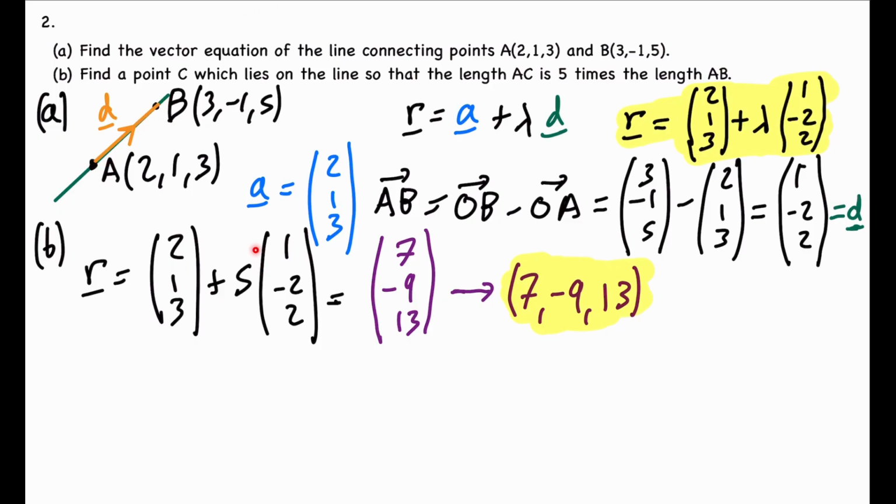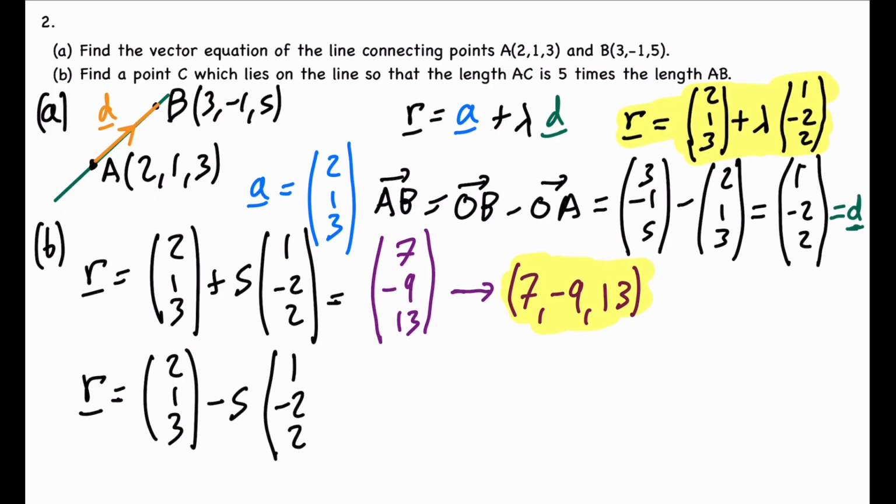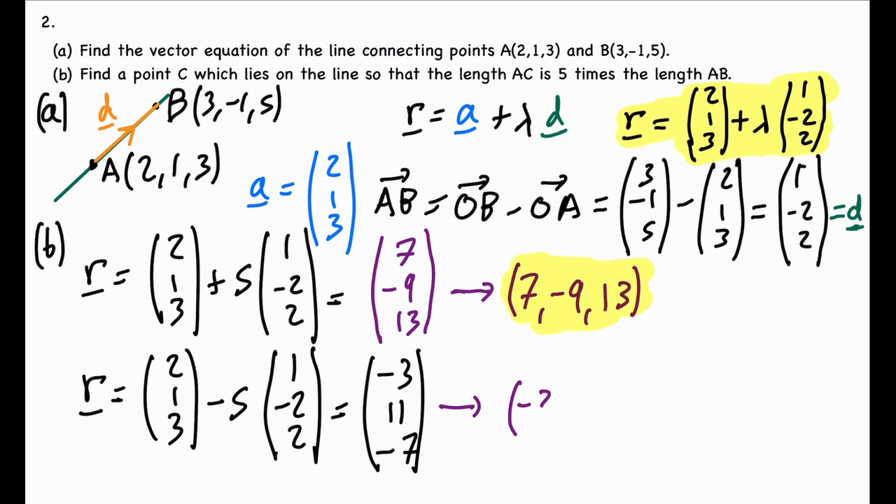So we're just going to substitute our lambda as -5. So we're going to do r is equal to (2, 1, 3) minus 5 (1, -2, 2). And we're going to get (-3, 11, -7) as our position vector. So our other point is going to take the coordinates of (-3, 11, -7). So these are the answers to both of these questions.